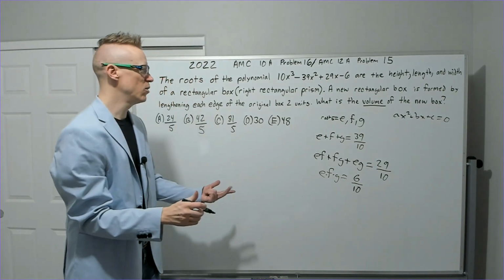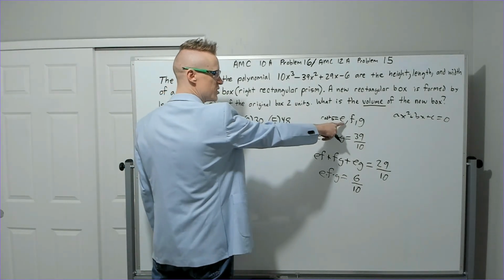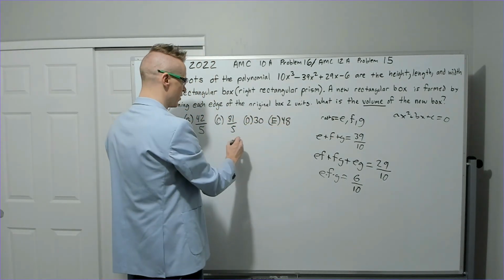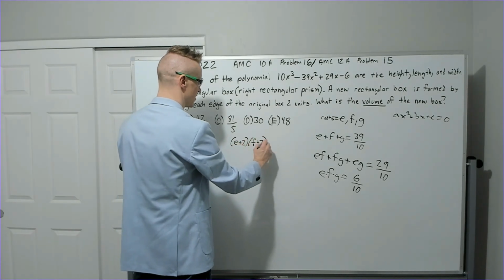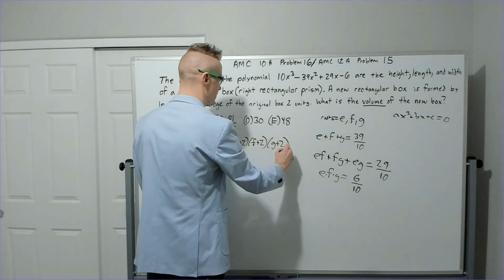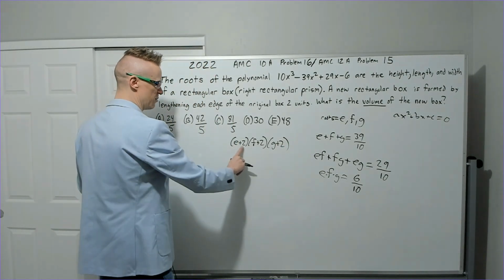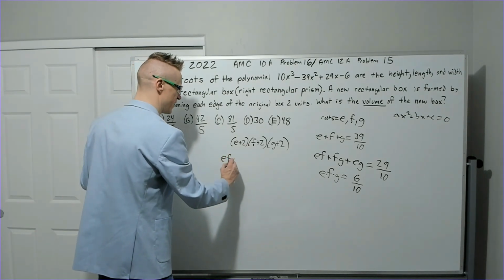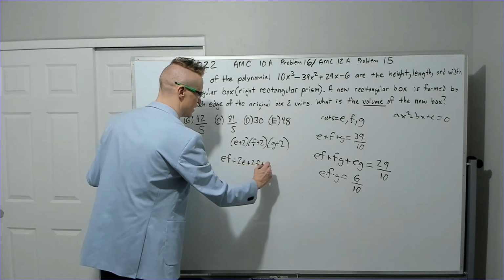Now what? Well, we want the volume of a new box. If the roots are all going to be lengthened by 2, we're going to multiply e plus 2 times f plus 2 times g plus 2. And now you're going to distribute this. I'm just going to do it in a normal way. E plus 2 times f plus 2 will give me ef plus 2e plus 2f plus 4.